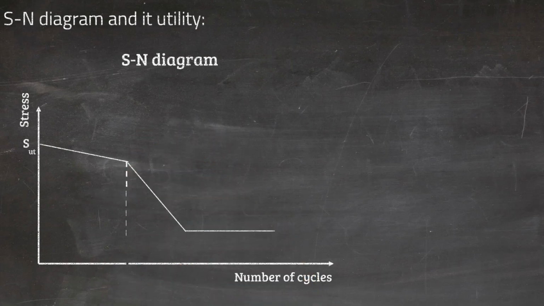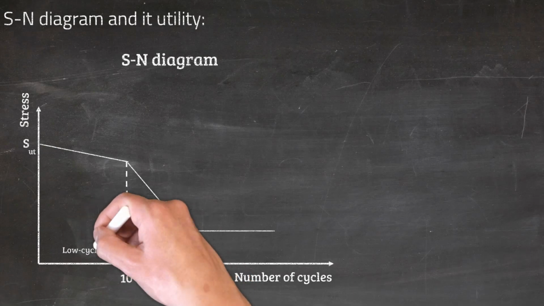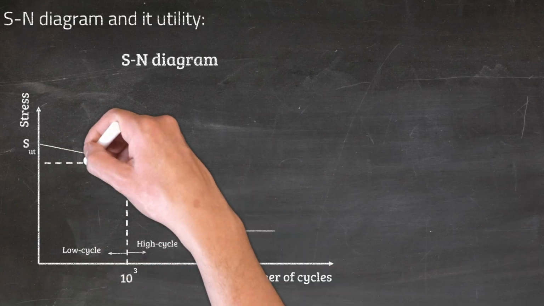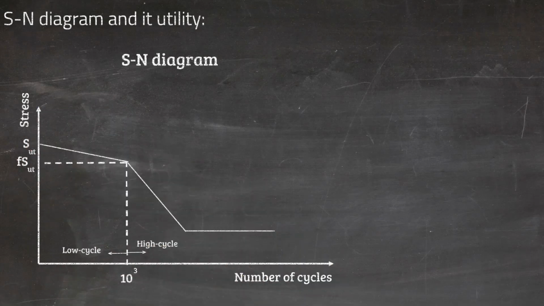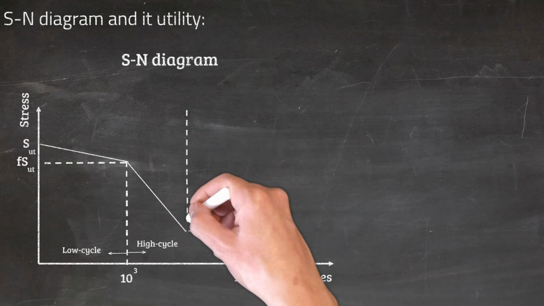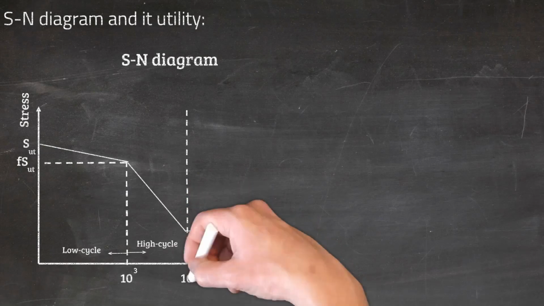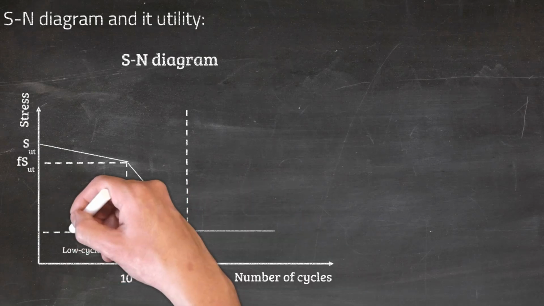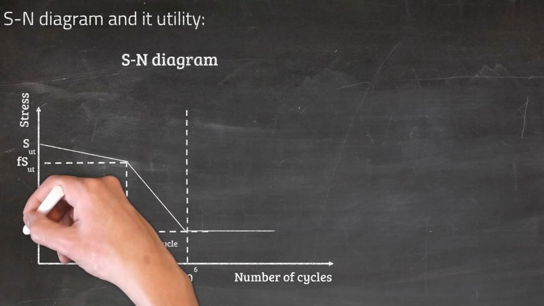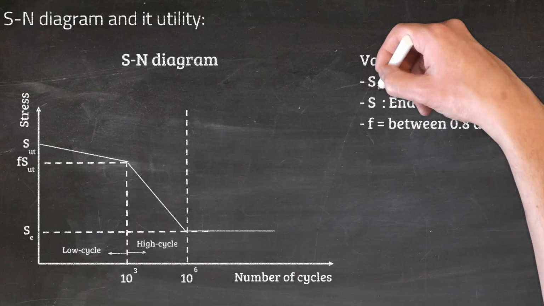Fatigue failure with less than 1,000 cycles is known as low cycle fatigue, which is considered quasi-static, so fatigue analysis might not be necessary. The range with more than 1,000 cycles is where fatigue analysis is essential. The curve, however, flattens at some point around 1 million cycles in this region. This means that fatigue failure will never occur below a specific stress level. This stress level is known as the endurance limit.